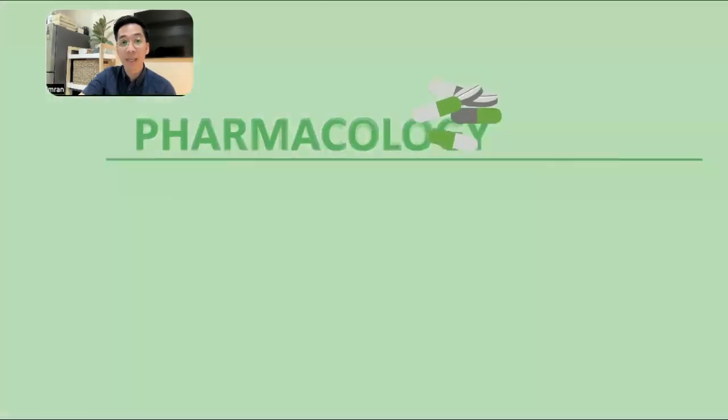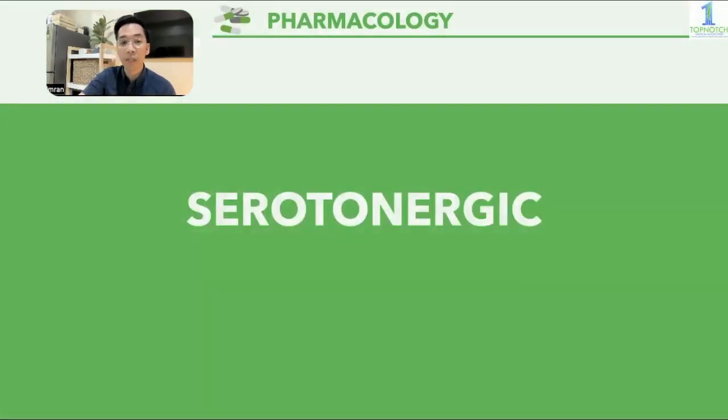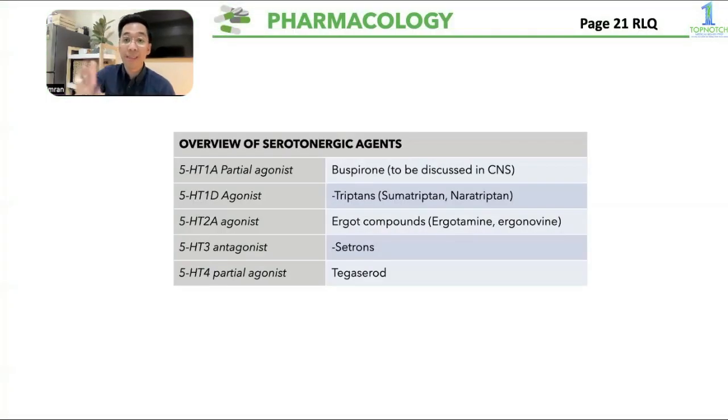So, let's go through them one by one. Let's start with your serotonergic drugs. For the serotonergic agents, our goal is to be able to classify what type of serotonin receptor it is, which drug acts on that receptor, and what it is for. Actually, the questions mainly revolve around that. So let's start. 5-HT1A partial agonist. An example of this is buspirone. Buspirone is used for anxiety disorders.